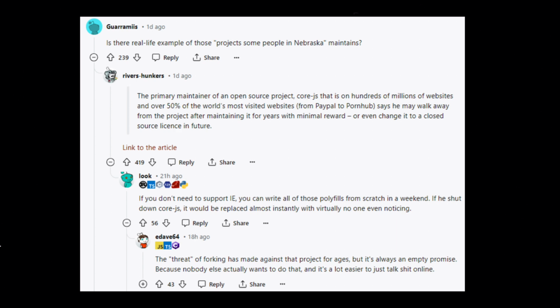Further comments discuss the feasibility of replacing CoreJS and the maintainer's motivations. One comment suggests that recreating CoreJS would be relatively easy, and that its replacement would be swift if needed. This perspective highlights the potential for community-driven solutions in the open-source world. Another comment dismisses the maintainer's threats as empty promises, suggesting that the complexity and effort involved in maintaining such a project make it unlikely for someone else to take over, and therefore, walking away is not a realistic option.